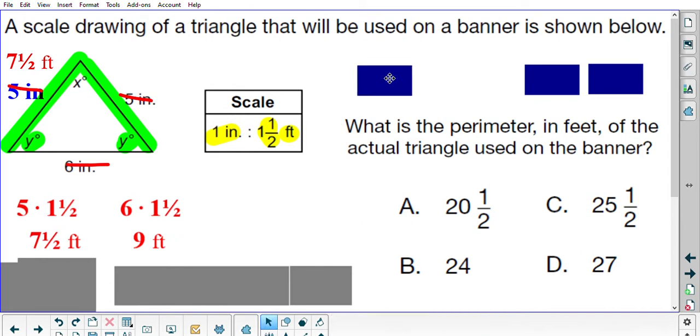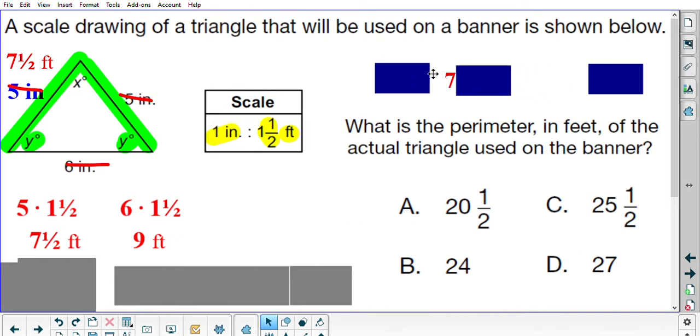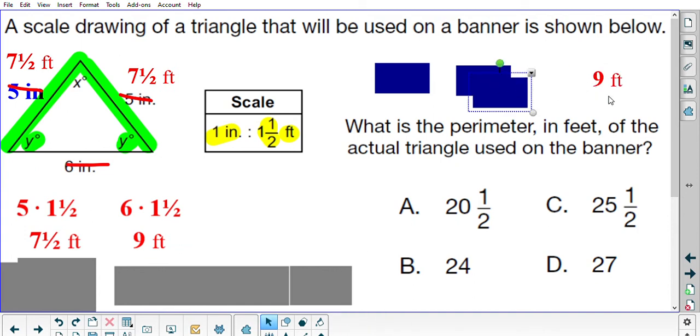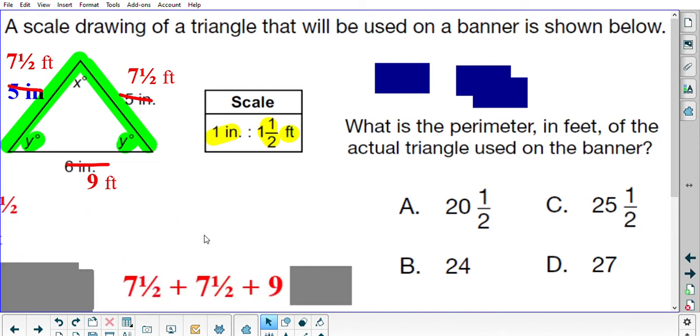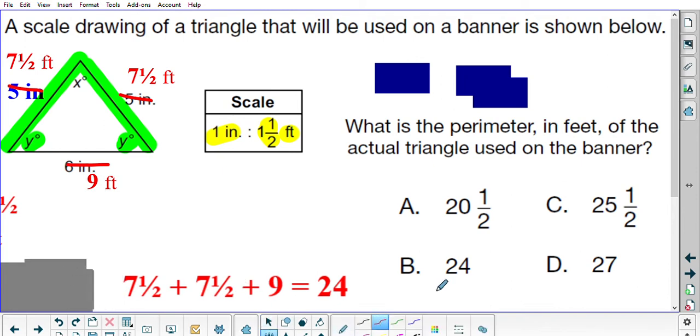So the 5 inches are now 7.5 feet in real life, and the 6 inches are 9 feet in real life. So those are the numbers that I'm going to want to use. And to get the perimeter, all I need to do is add the 3 side measures together. So 7.5 plus 7.5 plus 9 will equal 24 feet. And that is the answer, choice B, to this problem.